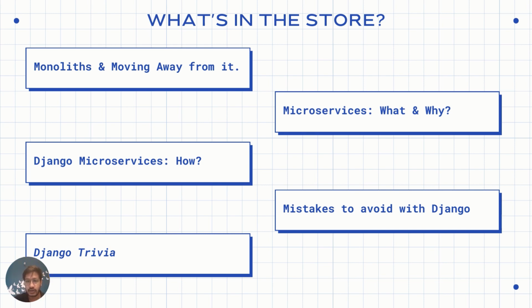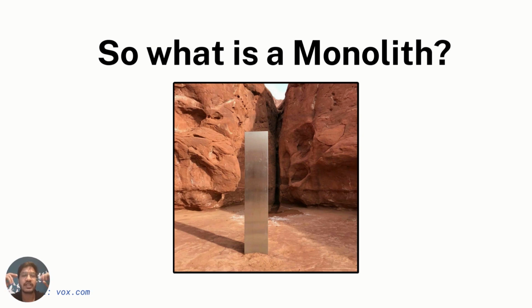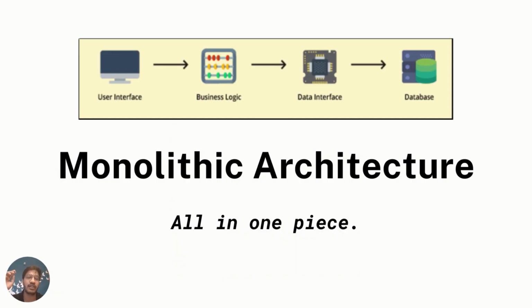Now let's move ahead. You might have seen this picture floating on the internet a few months back, where randomly some monoliths started appearing in Utah, Mongolia and many other places around the world. But we don't care about it. We care about monolith architecture, which basically means everything in one piece.